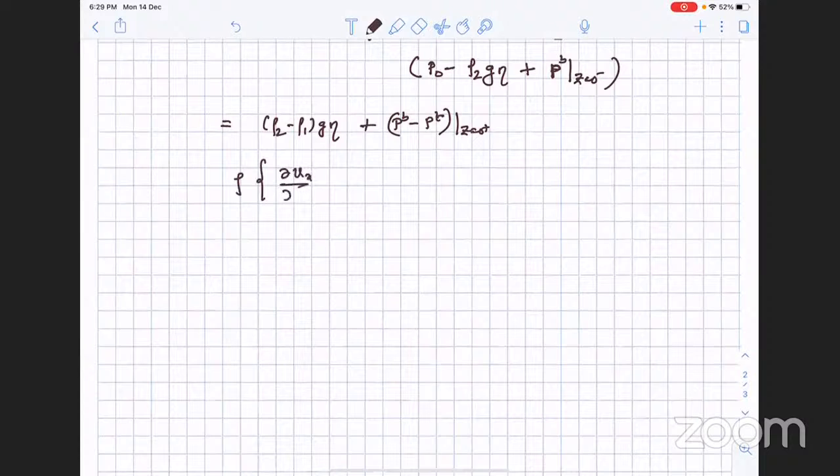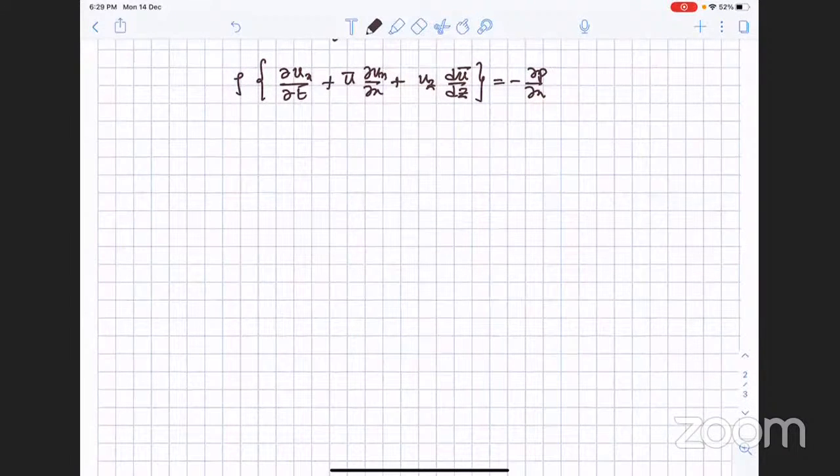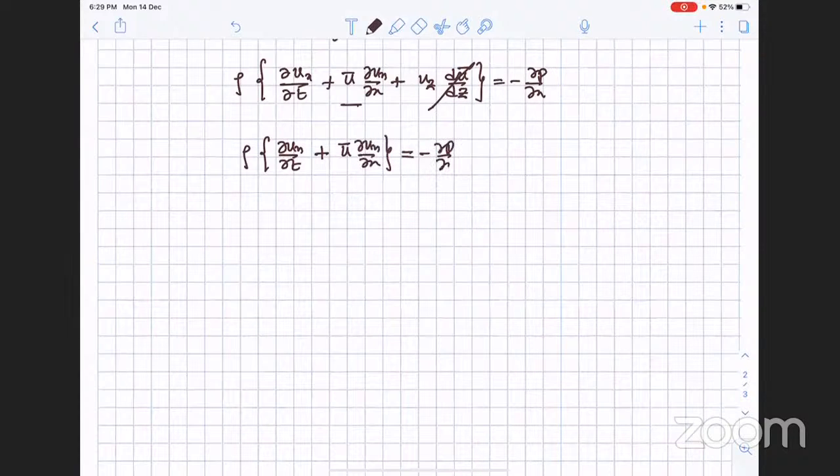So that is rho times dou ux dou t plus u bar dou ux dou x plus uz dou u bar. This is the x momentum equation under the linear theory, equals minus dou p dou x. For our problem, in either layer, the shear is 0, and the top layer has a u bar, the bottom layer does not have a u bar. So I can write this as rho dou ux dou t plus u bar dou ux dou x equals minus dou p dou x.